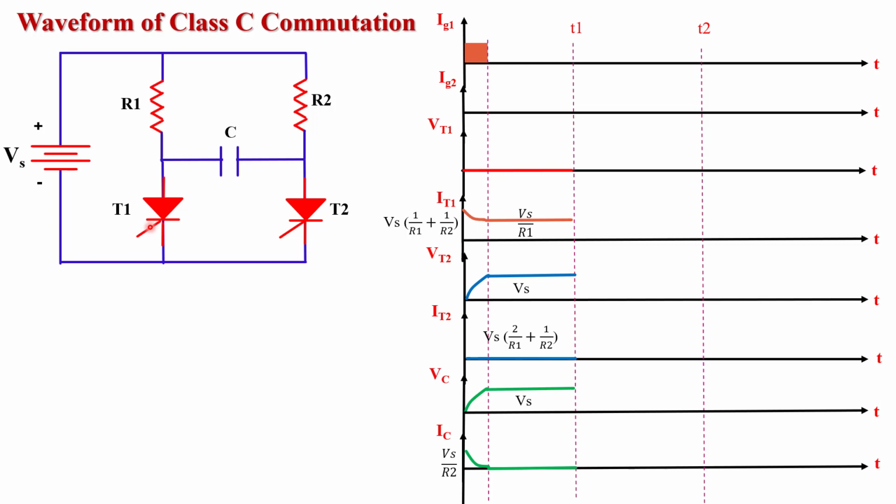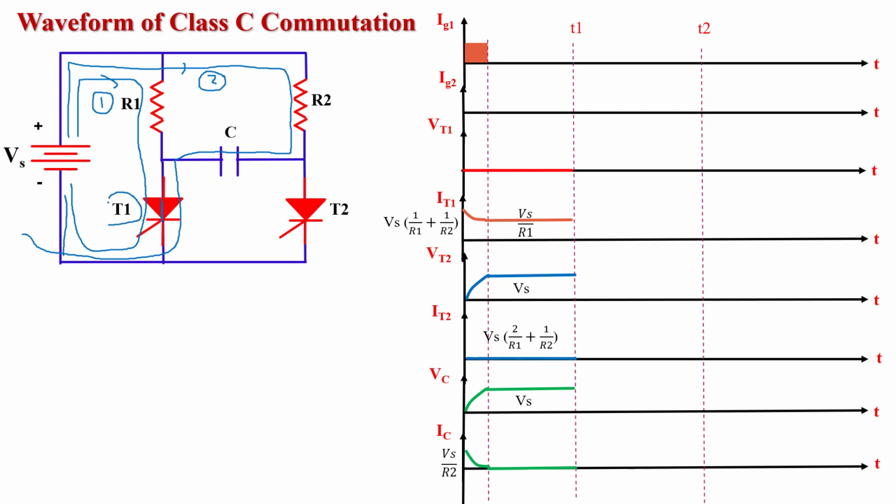When T1 gets turned on, it behaves like a closed switch. So there are two loops through which current flows through the T1 thyristor. The first loop is from supply voltage, R1 resistor, T1 thyristor and back to the supply voltage. The second loop is supply voltage, R2 resistor, capacitor, T1 thyristor and supply voltage. This is loop 2.